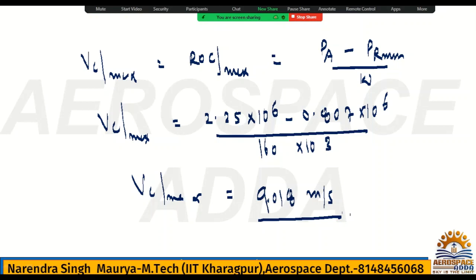Okay, so we had seen both maximum rate of climb and maximum climbing angle, and that too we have seen for both jet engine as well as piston engine or propeller engine. Okay.